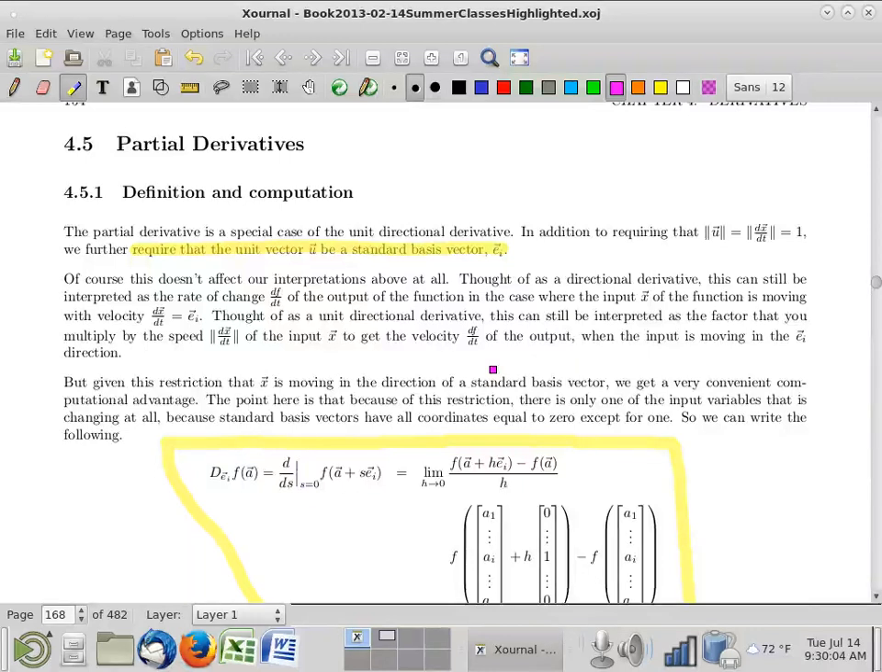Okay, so time to get started. Here's where we were last time. We had just barely started on the idea of partial derivatives. In fact, I'm not even sure we got to the use of that term yet, but we were considering a special case of a special case.